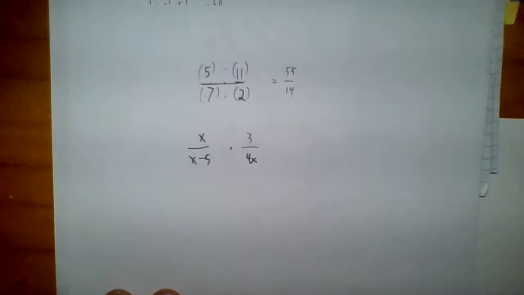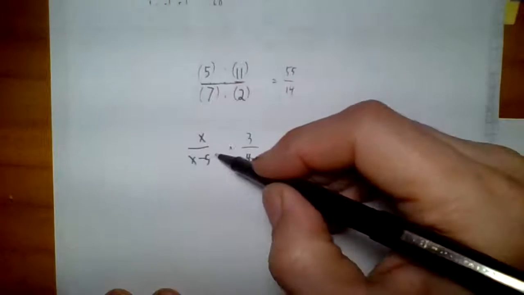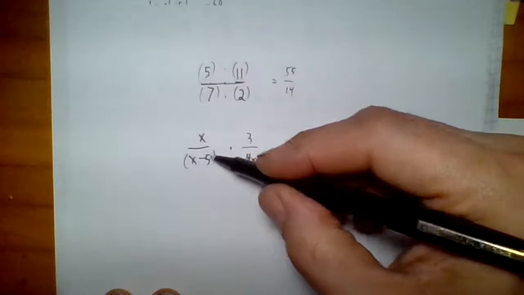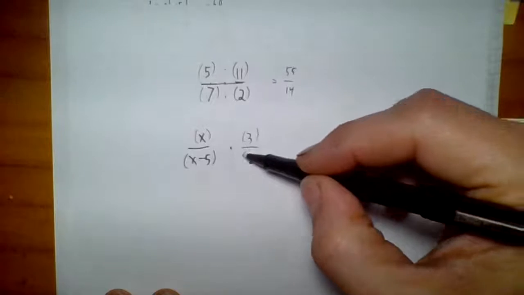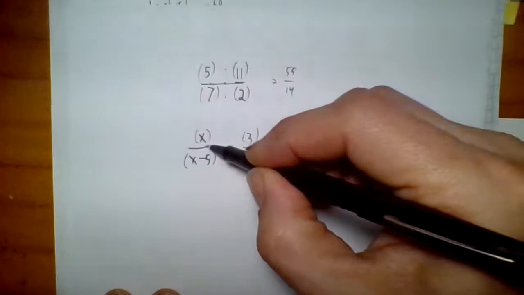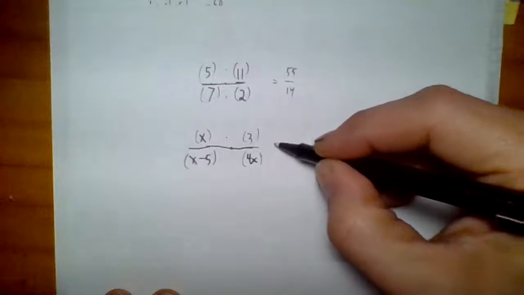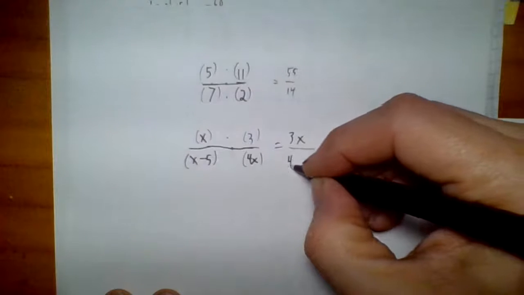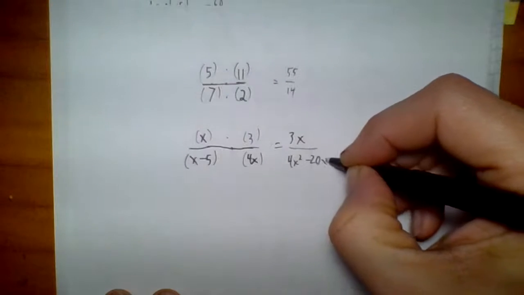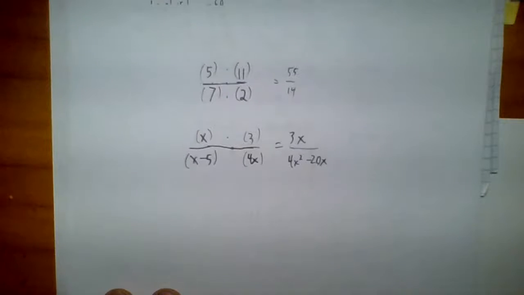x over x minus 5 times 3 over 4x. We can multiply those, and we're just going to multiply the top and we're going to multiply the bottom, but we have multiple terms here. So we got to think a little bit about distributing in this one because of the terms that are there. This is just x times 3. So I can throw these in just to see what's going on, but you're just doing this multiplication. x times 3 is 3x. x minus 5 times 4x is 4x squared minus 20x. And that's how multiplication works.